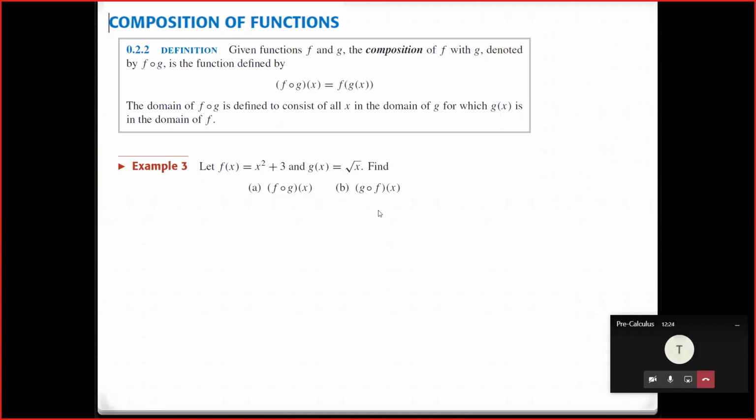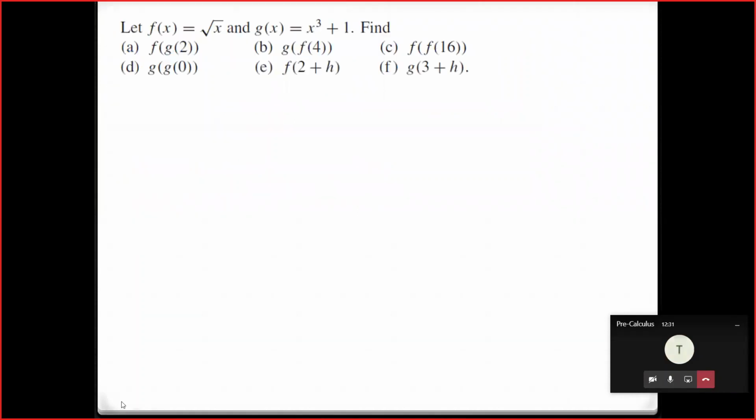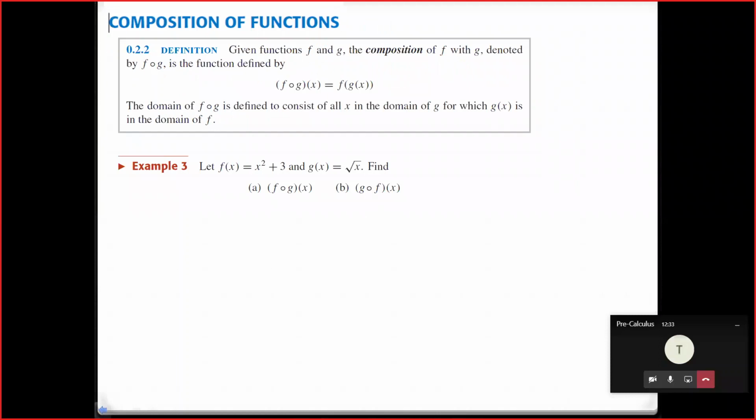Composition of function. What's the meaning of composition of function? In the previous lesson, we said that we may have two functions that can be added, subtracted, multiplied, and divided. Now today, I can combine these two functions by something we call composition of function, and I can write it as f of g of x. This one means f of g of x.